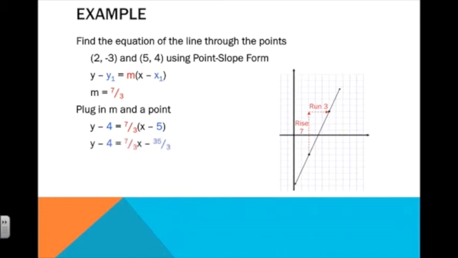We distribute the 7/3. We get 7/3 x minus 35/3. And often what you'll do is you'll at least convert this to slope-intercept form by adding 4 to both sides. So that comes out to y equals 7/3 x minus 23/3, or y equals 7/3 x minus 7 2/3. And you can see here, notice our y-intercept is down here, negative 1, 2, 3, 4, 5, 6, 7, and that must be 7 2/3. So we can use a sketch of the graph to make sure our answer makes sense.